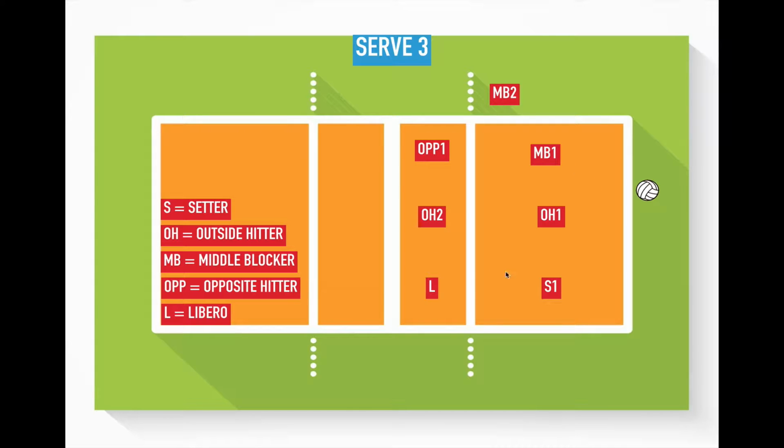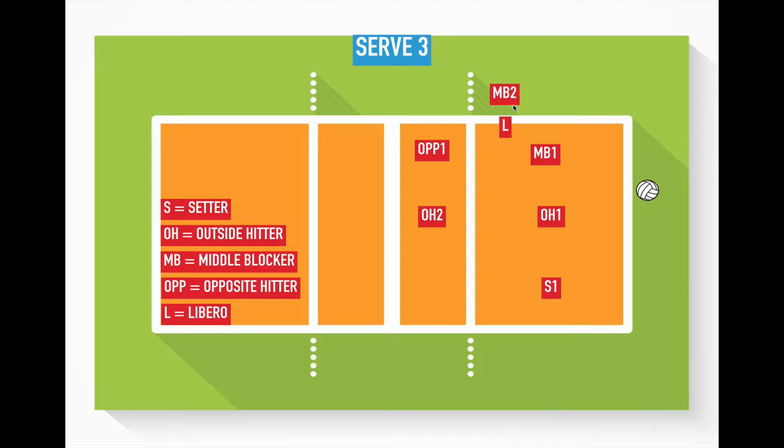So in this video, we're going to talk about rotations 3 and 4. And I've already rotated the girls. What's happened is my libero has come front row, and she can't do that. So she's going to trade spaces with my second middle blocker. This is not a sub. It happens outside of the 10-foot line.